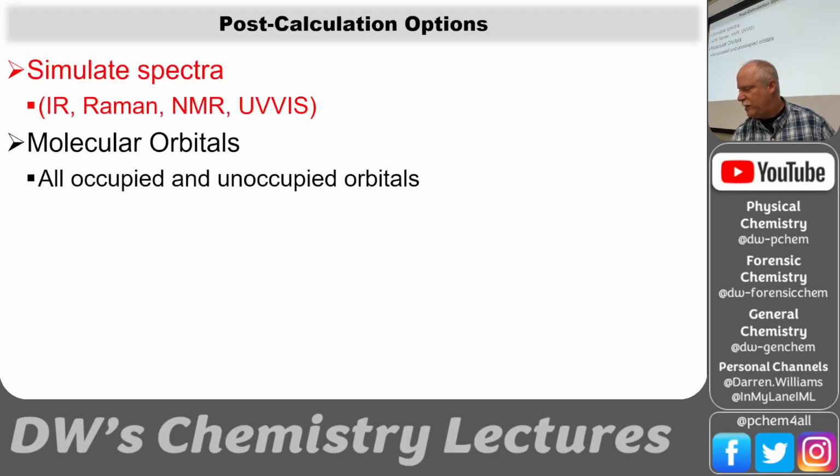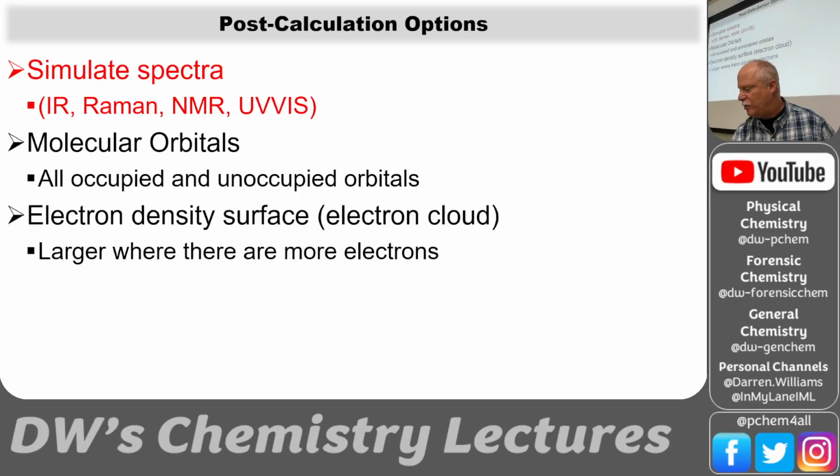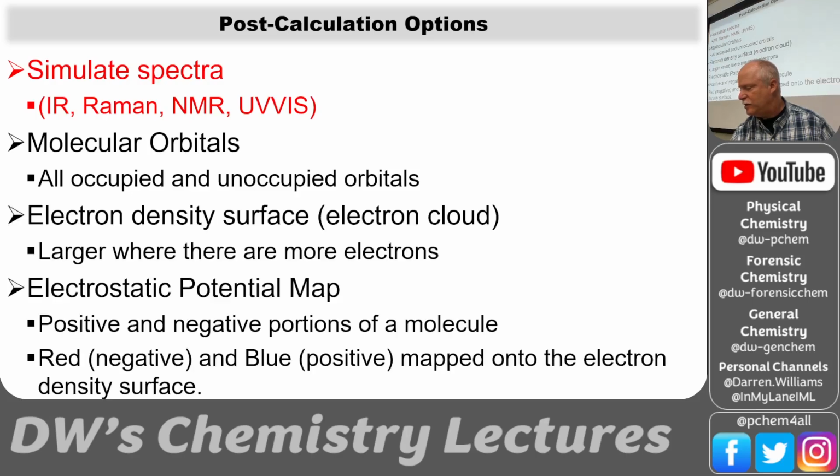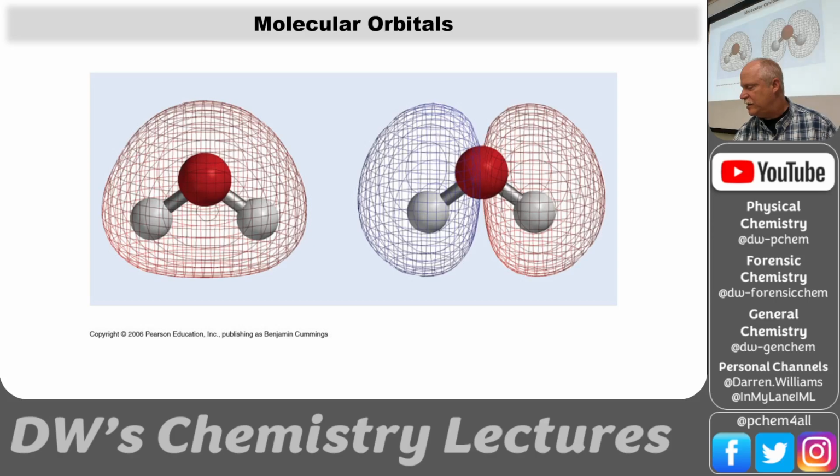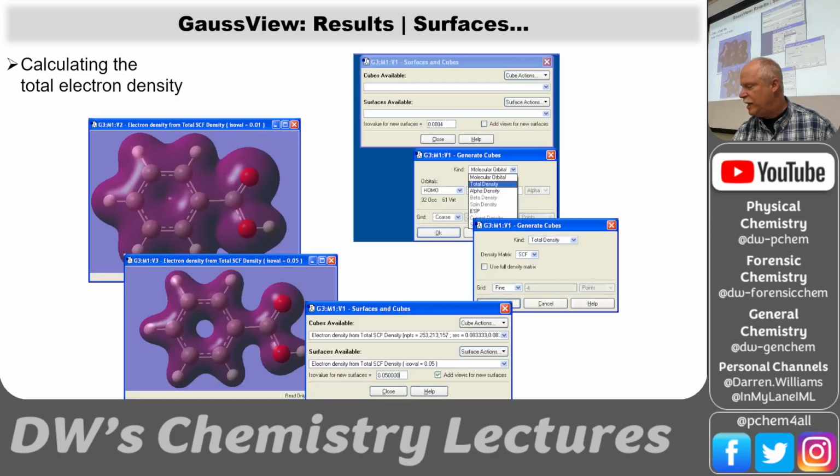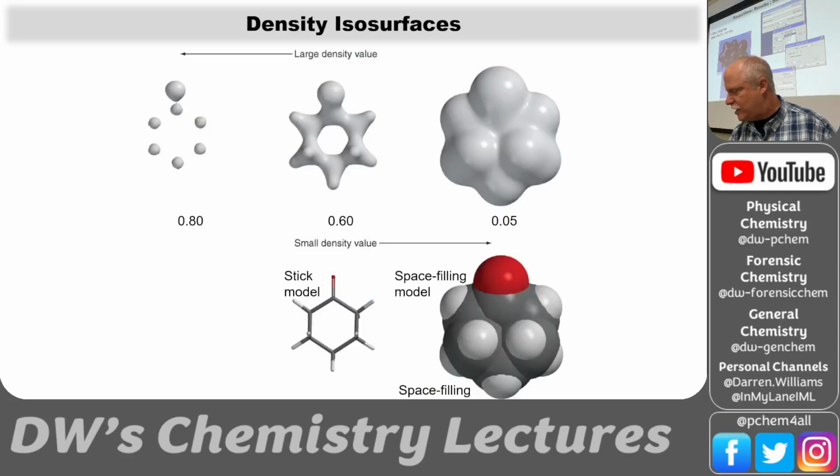We could simulate spectra, we could calculate molecular orbitals, we could do electron density surfaces and electrostatic potential maps. And some of these are on the homework. Basically, this is the MOs that we've been dealing with. This is the electron density. You can sort of look at the 95% or 99% density in the cloud shape.